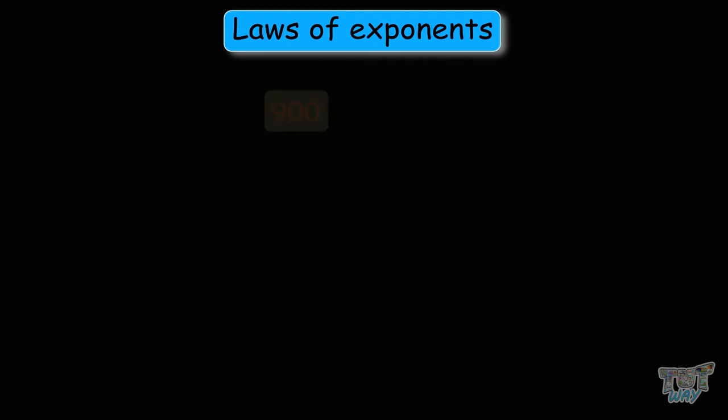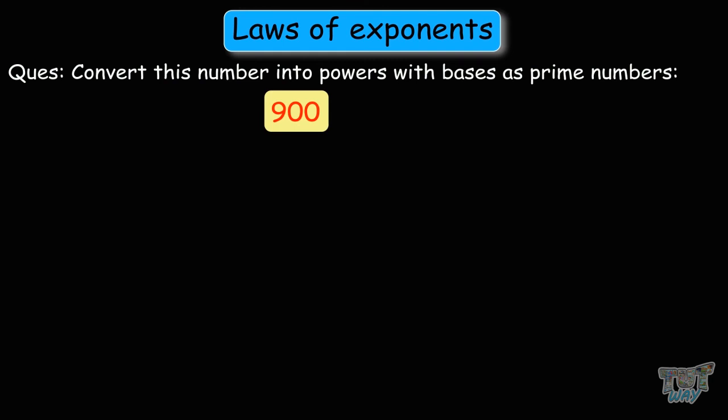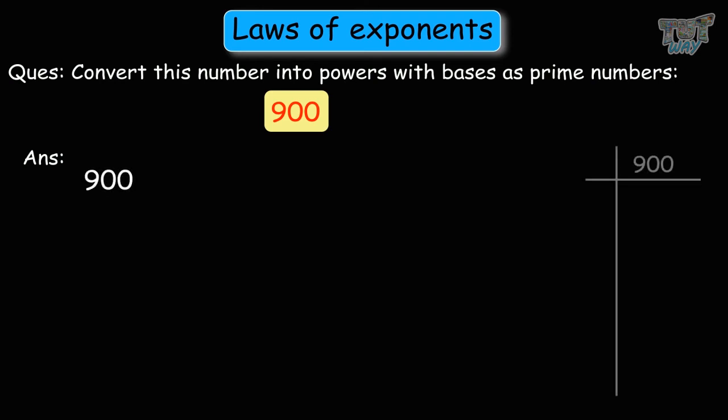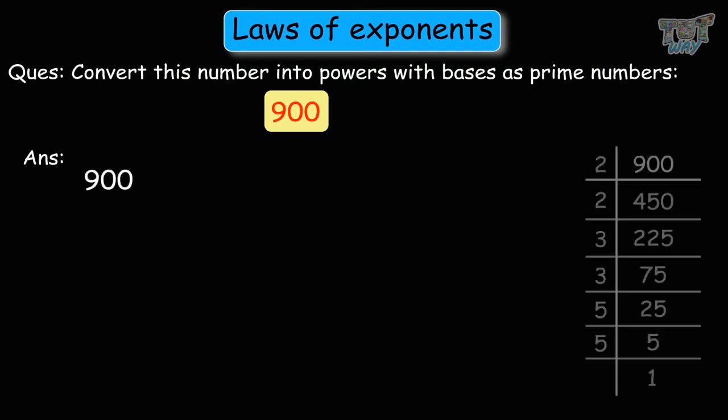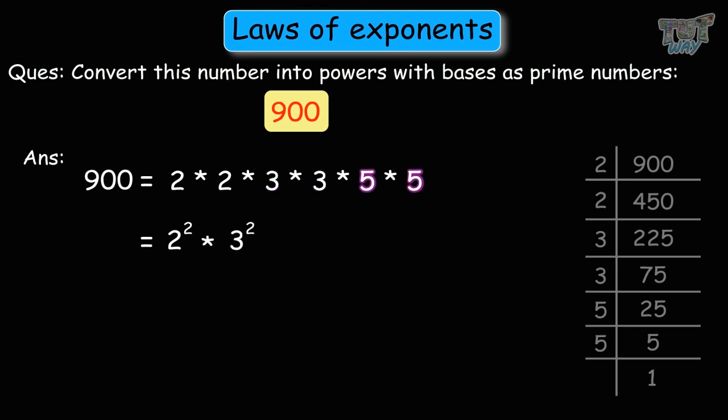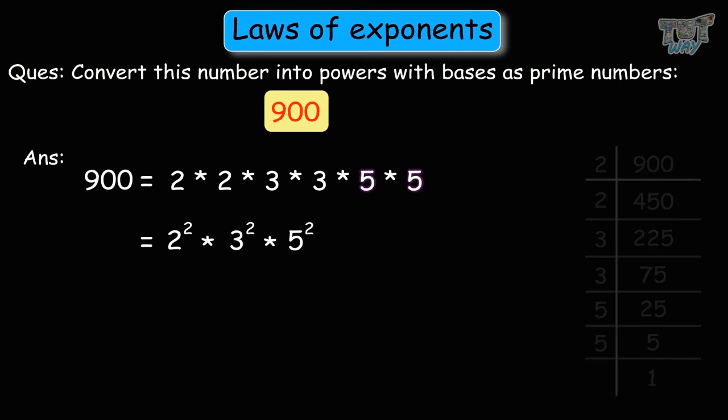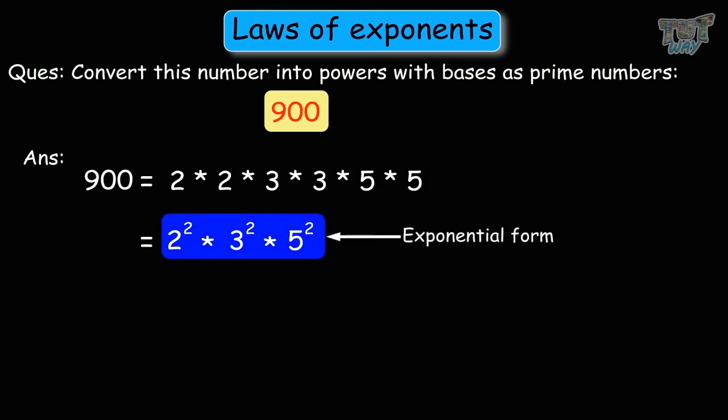Here is our next question. We have to convert this number, 900, into powers with bases as prime numbers. So let's first do prime factorization of the number. 900 can be prime factorized, and we will get 2 times 2 times 3 times 3 times 5 times 5. That is 2 multiplied by itself 2 times, so this becomes 2 to the power 2. Then 3 times 3 becomes 3 to the power 2. And finally, 5 multiplied by itself is 5 to the power 2. So this is the exponential form of 900 with powers having bases as prime numbers.